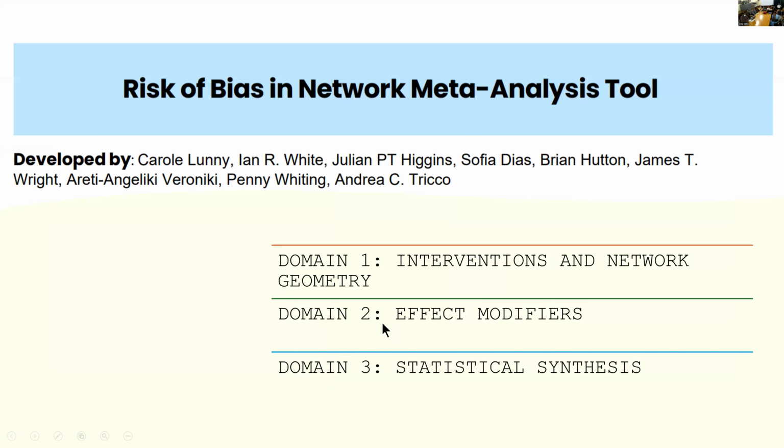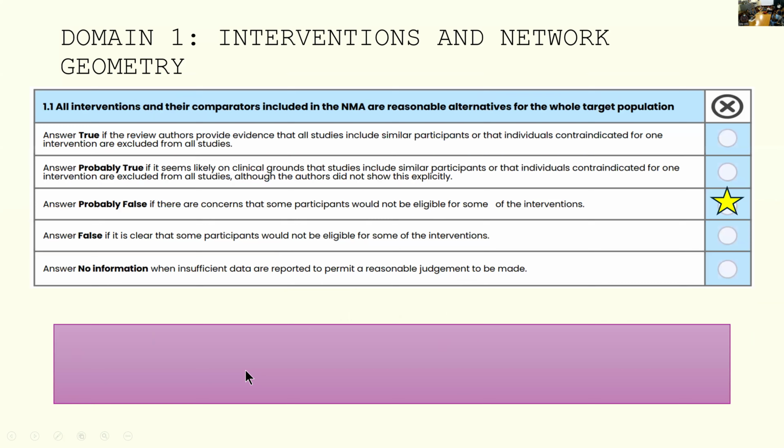So if you look at the risk of bias in network meta-analysis tool, there are basically 3 domains. The 17 questions are divided into 3 domains. The first domain basically assesses the interventions and the network geometry. So the first question was: are all interventions and comparators included in the network meta-analysis a reasonable alternative for the whole population? That means, could you apply all the interventions to any participant in any of the trials?